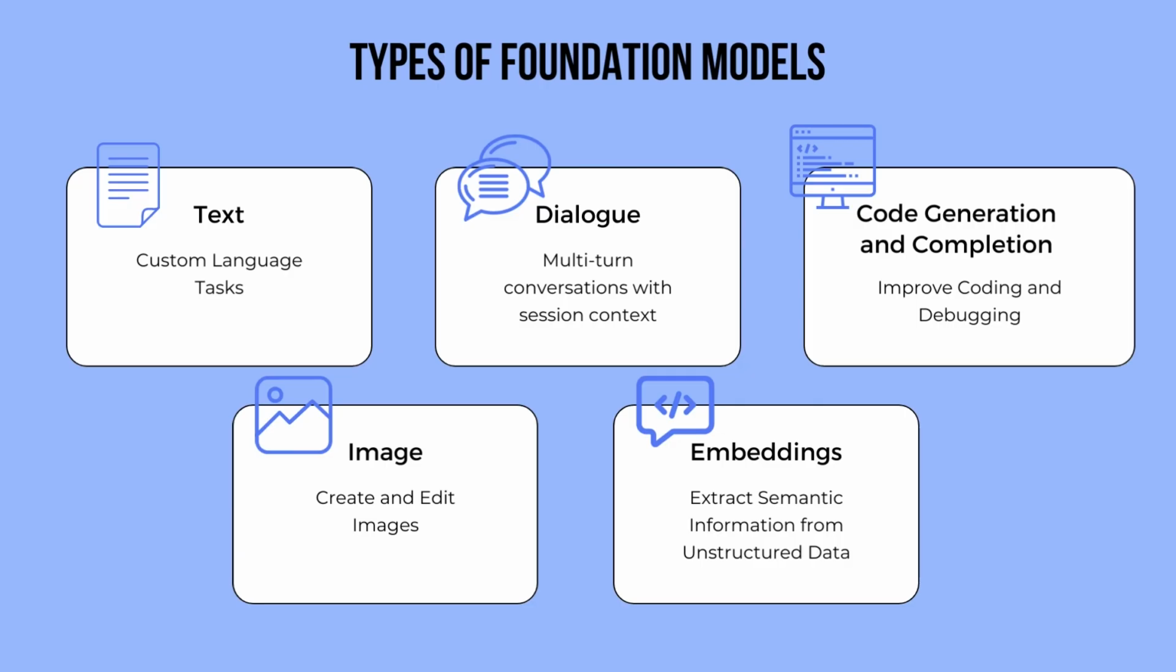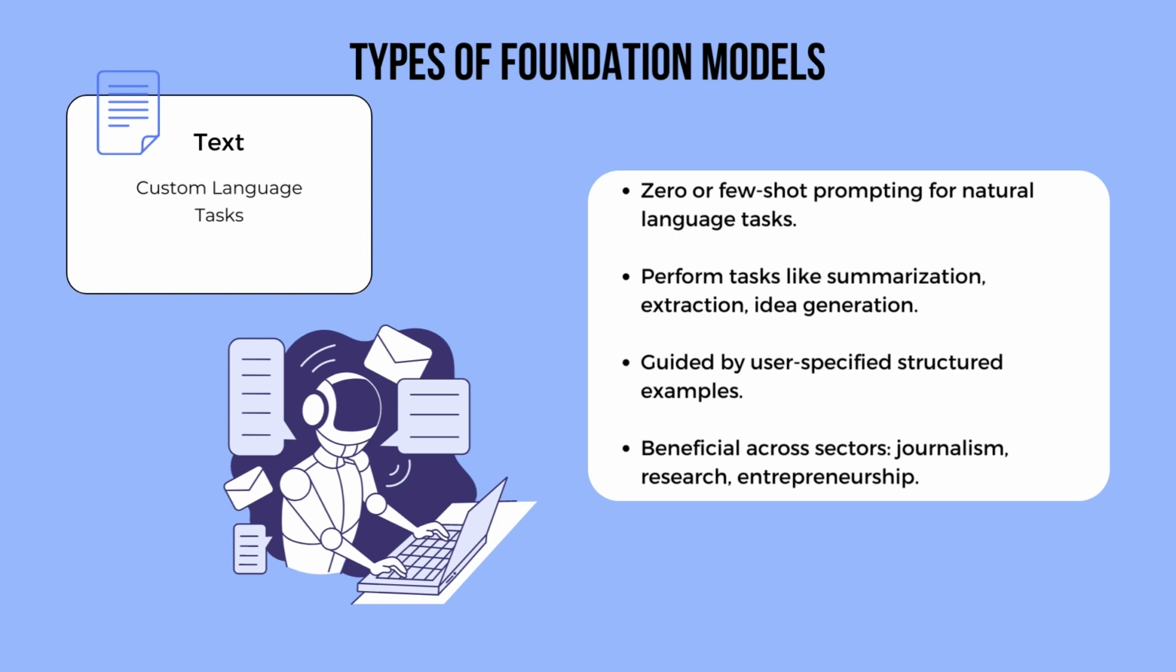There are different types of foundation models, including text generation and summarization, chat and dialogue, code generation and completion, image generation and modification, and embeddings. Now, let's have a deeper look into each of them. Text models. These models help you perform natural language tasks with zero or few shot prompting. They can do tasks like summarization, entity and information extraction, idea generation, and much more.